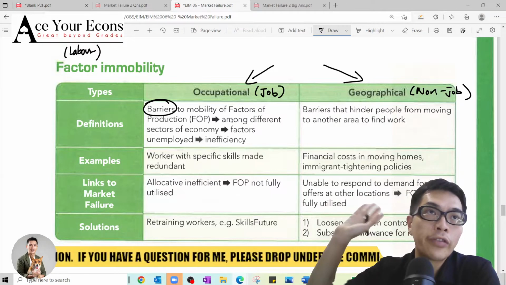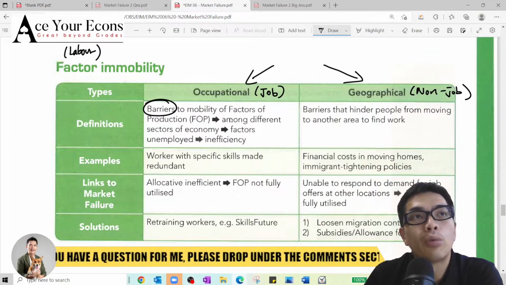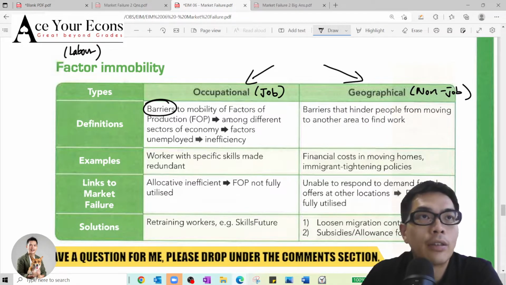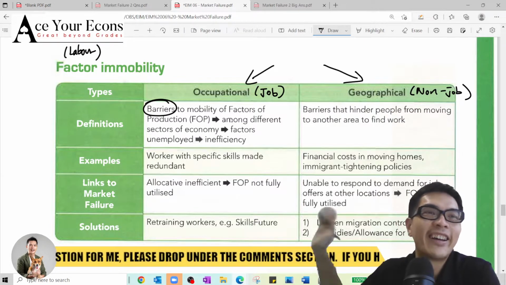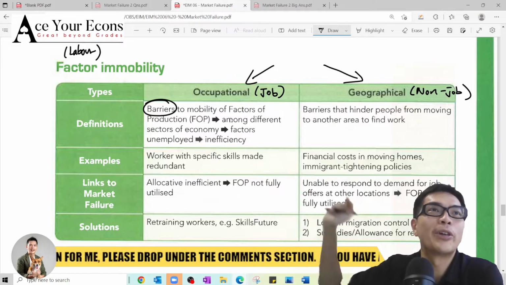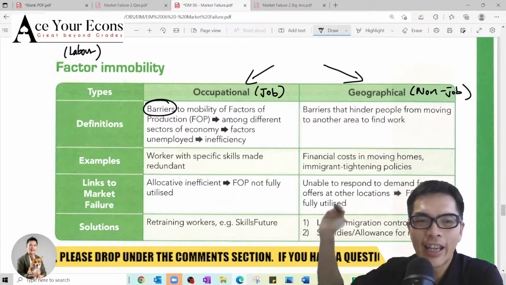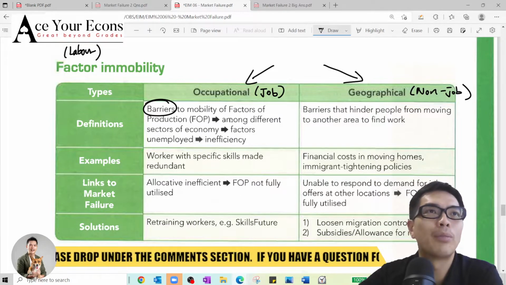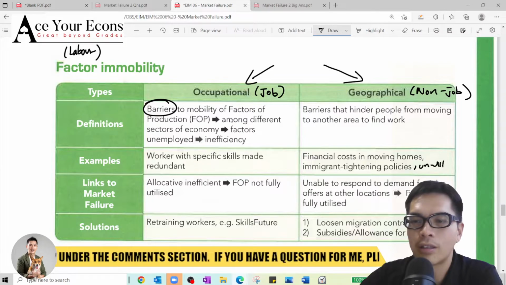So geographical immobility is significantly easier. They are due to whatever reasons, not related to skill or non-job related. So things like what? Unwillingness to relocate, family ties. You can add on to this list. There's a lot more.